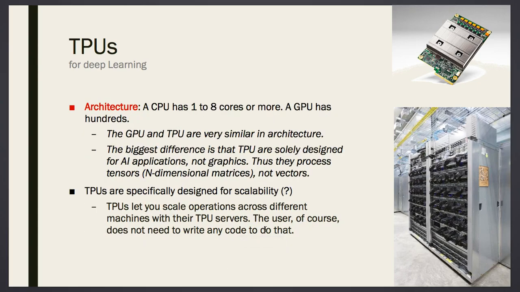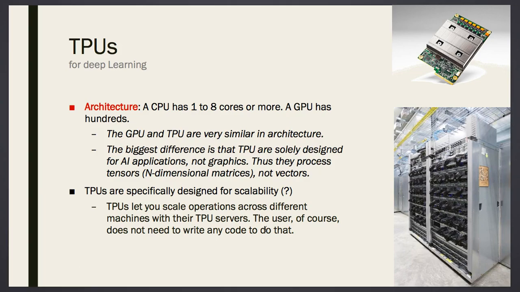So a CPU has 1 to 8 cores, or sometimes 16 cores. A GPU has hundreds or thousands of cores. TPUs are very similar. TPUs also have many cores. But the biggest difference is that TPUs are solely designed for AI applications, not graphics. So in their cores, they process tensors and multidimensional matrices, not vectors, just like GPUs. That's why they are faster and more efficient.